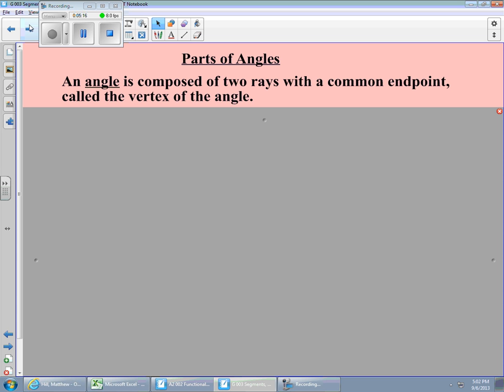Okay, now we're familiar with angles. It's certainly something that's been talked about before through our travels in junior high, but we're going to break it down and look at the actual definition and also the parts of the angle. Our basic definition here is an angle is composed of two rays with a common endpoint, and that common endpoint is called the vertex of the angle.